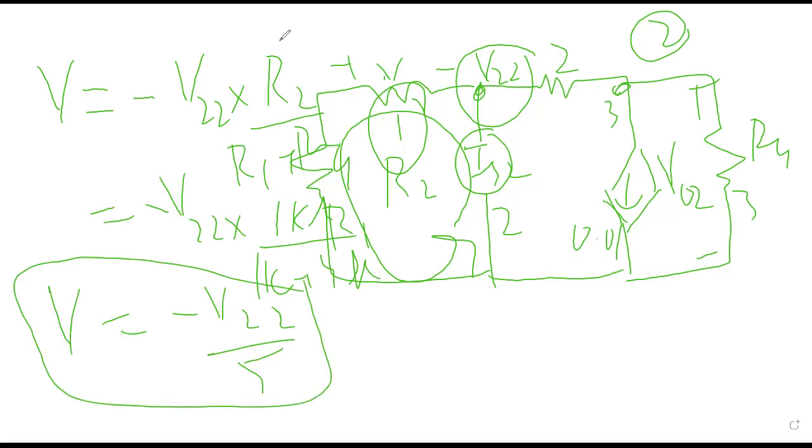Now for the current leaving node 2. This is the node 2, and here is the current leaving node 2. So the current leaving node 2 must have values that is, just a minute.